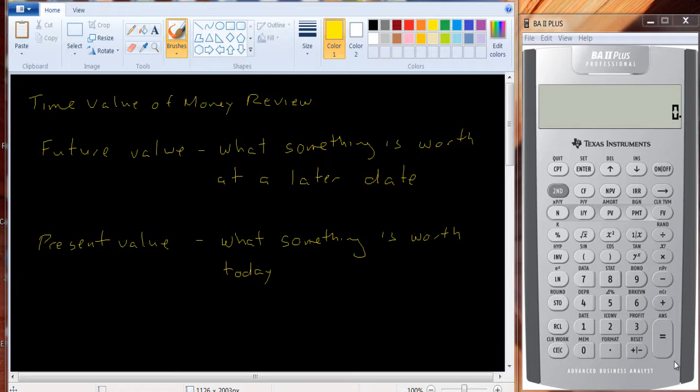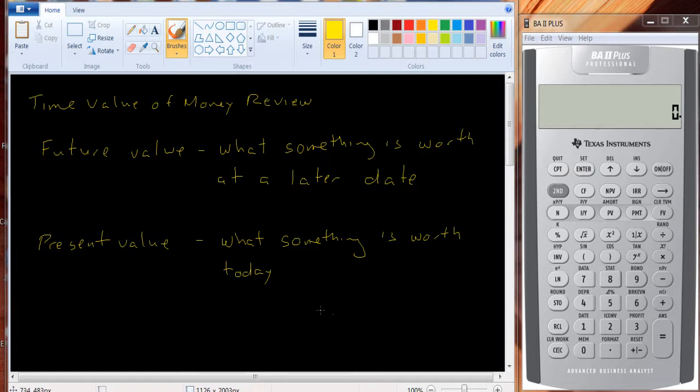I want to provide a quick review of the concepts of time value of money. Now, this is for people who have seen time value of money and maybe have forgotten or need a quick refresher course. If you're new to time value of money, I have some tutorials that go into much greater detail, taking you through the process of the calculation. But this is for people who just need a quick refresher course.